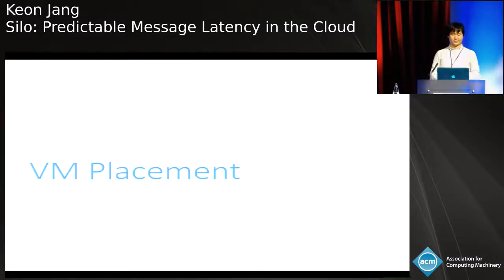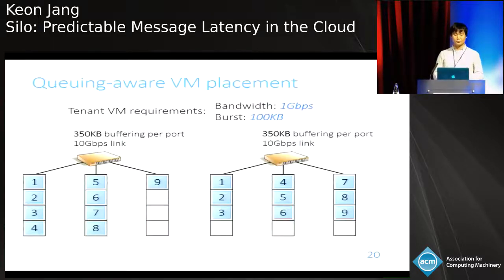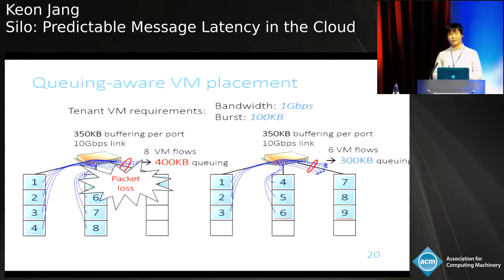So now I'll move on to the VM placement. There are many existing VM placement techniques to guarantee the bandwidth, but those are not sufficient. And here is why. Let's consider these two example placements. There is a tenant with 9 VMs, 1 gigabit per second per VM with 100 kilobyte burst allowance. And the server is connected to the switch at 10G, and the switch has 350 kilobyte buffering. So I'm showing two different placements, and both placements satisfy the bandwidth requirements. However, they differ in terms of the maximum queuing that occurs at the switch. In the worst case, the left side would require 400 kilobytes of queuing. On the right side, it would require 300 kilobytes of queuing. So on the left side, it will suffer from packet losses.